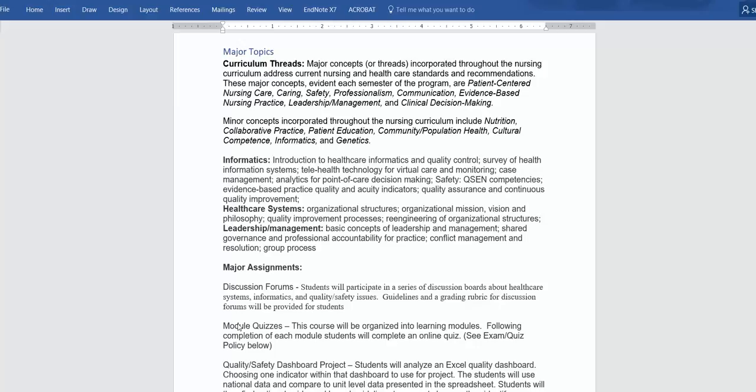And then in this course, we're also going to be threading healthcare systems, which is organizational structures, organizational mission, vision, and philosophy, quality improvement processes, re-engineering of organizational structures. And then we also have leadership and management, which are basic concepts of leadership and management, shared governance, and professional accountability for practice, conflict management, as well as resolution in the group process.